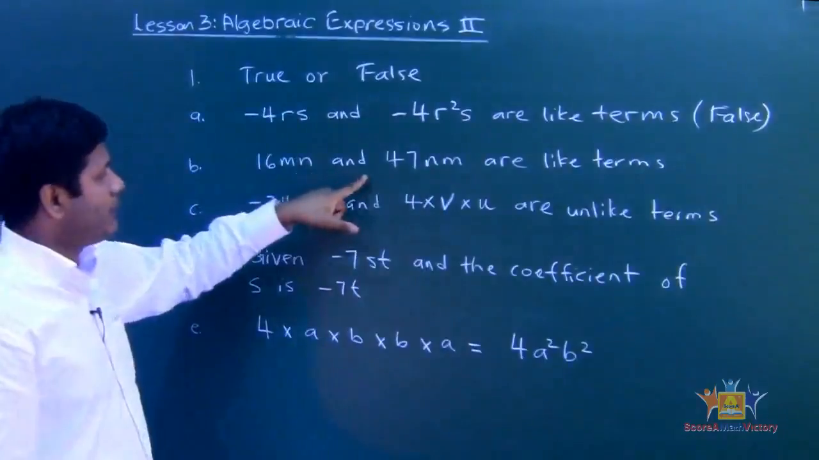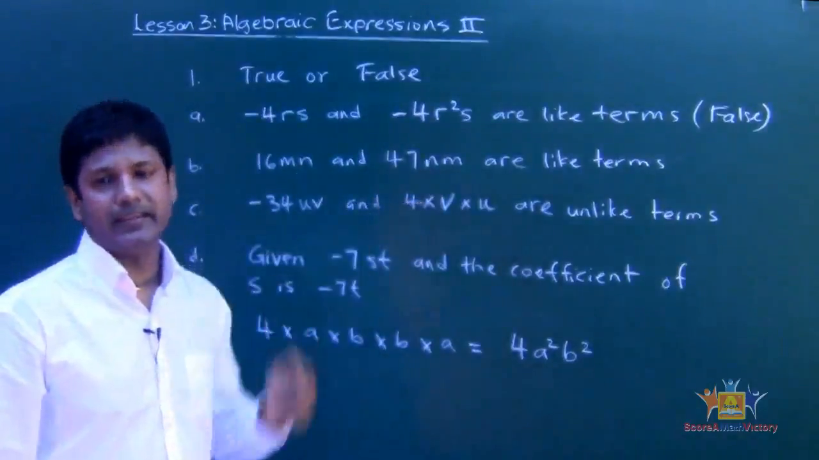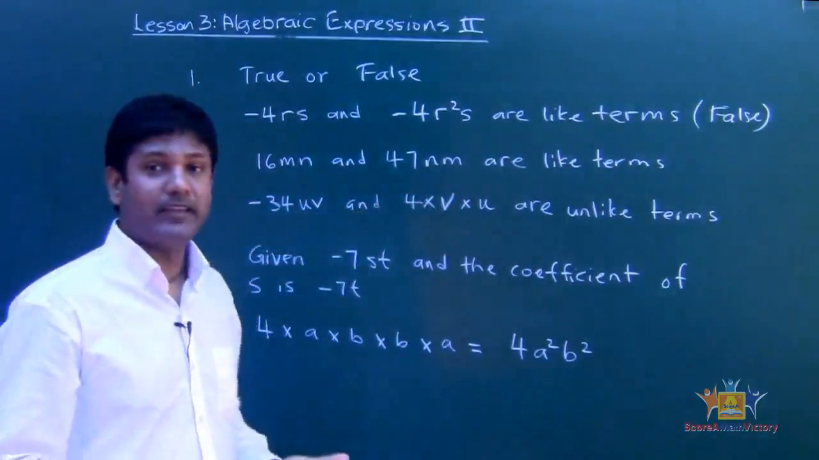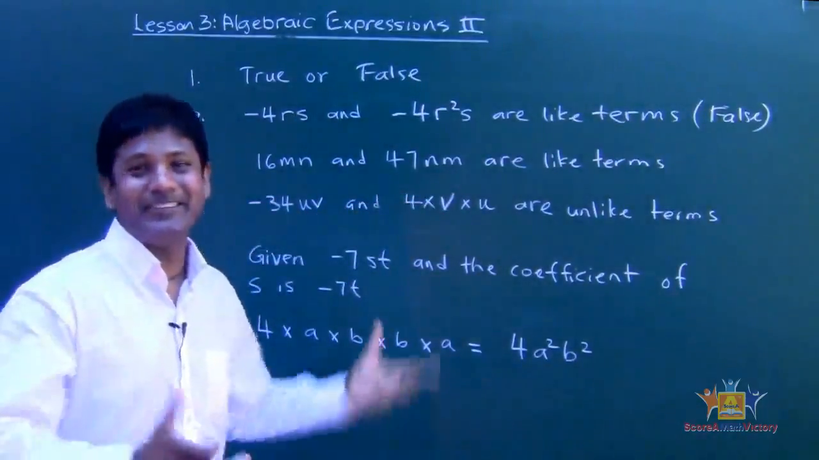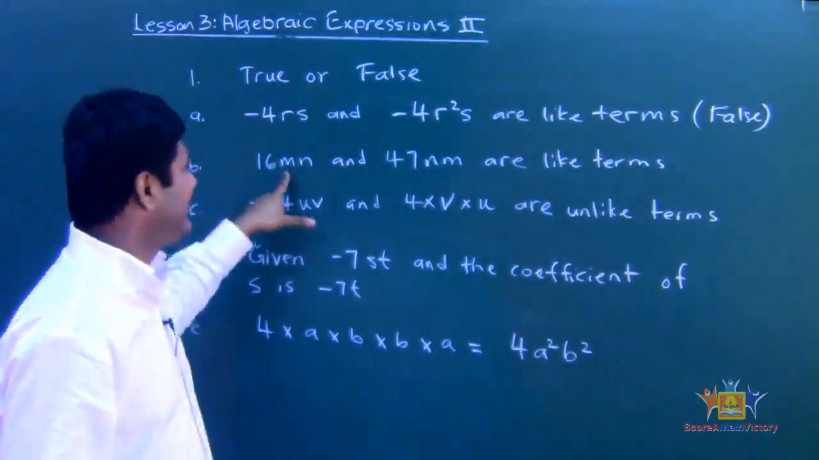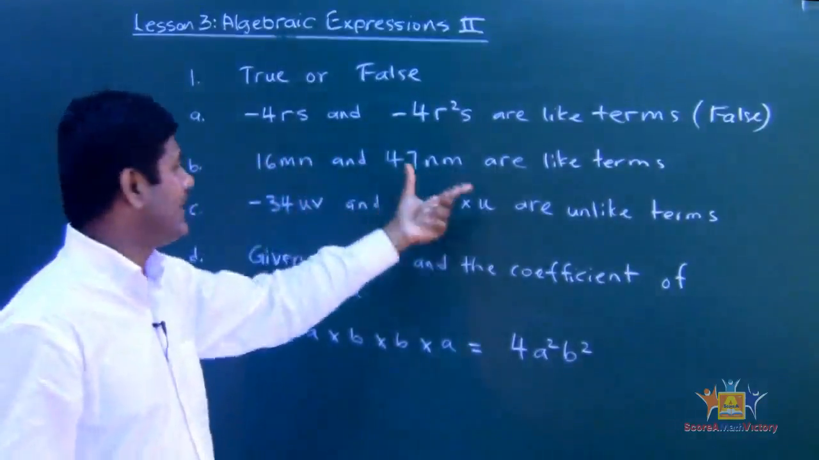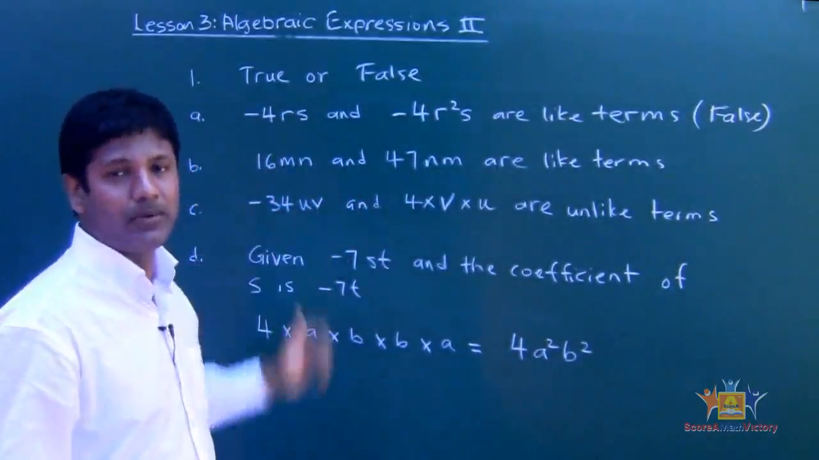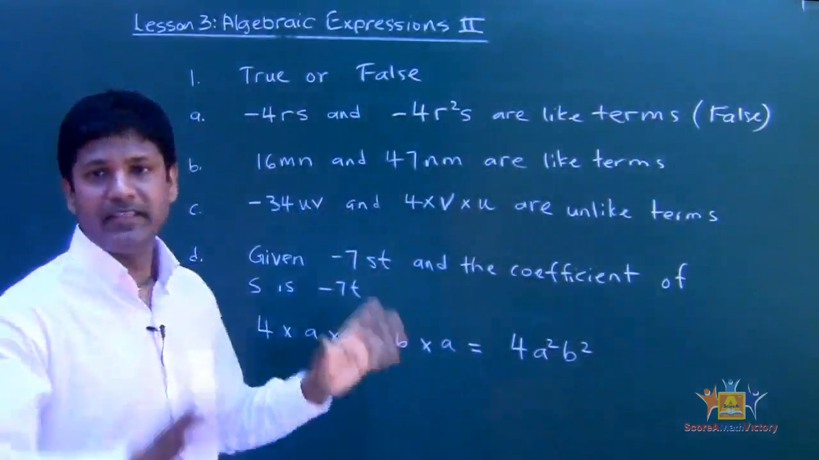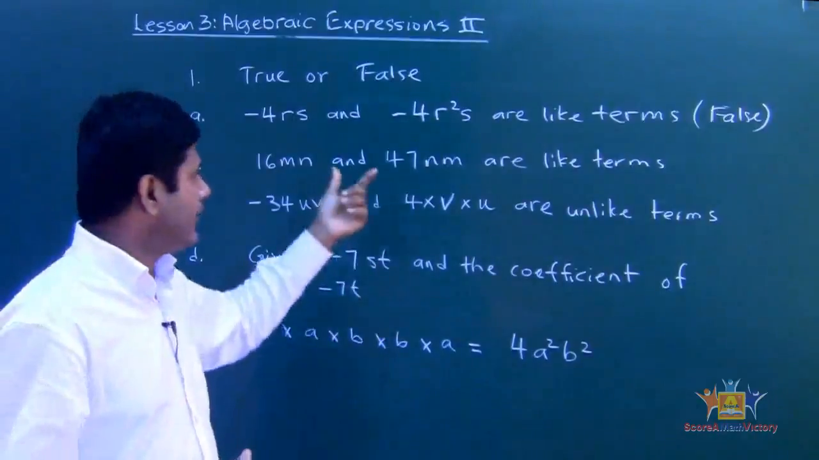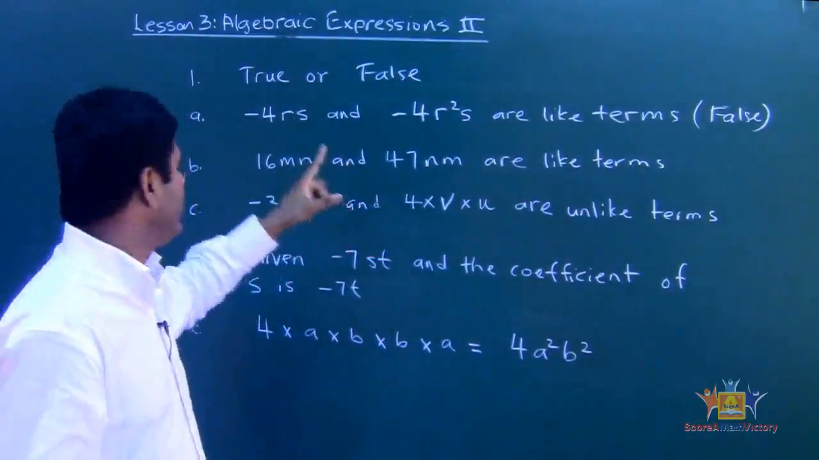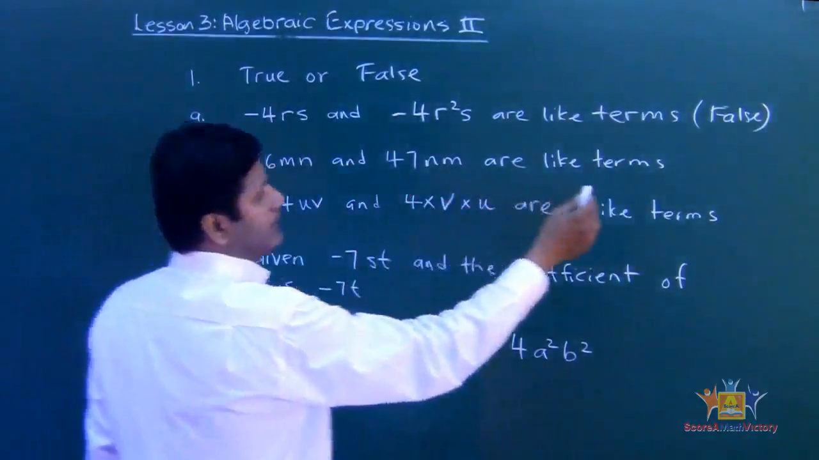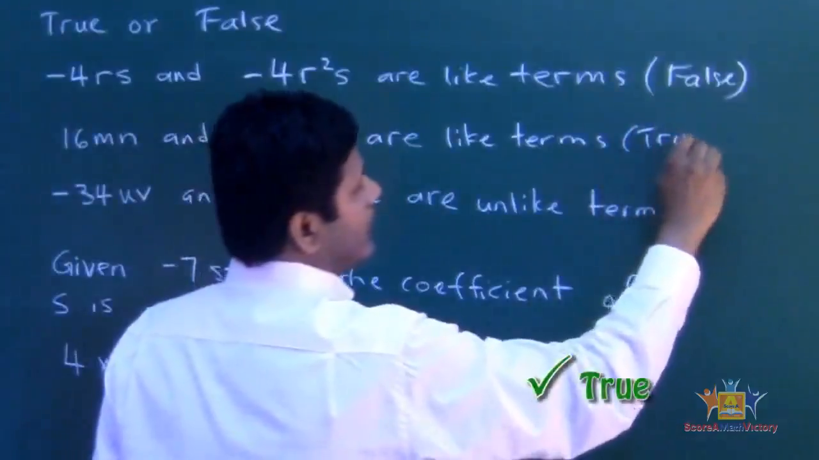16mn and 47nm are like terms. Are they like terms? This one's mn, this one's nm. Yes, they are. Doesn't matter which order they are, they still have m and m and n and n. There's nothing more than that. Doesn't matter about the coefficient number. Even the 16 and 47 don't determine whether they are like terms or not. It's the unknown that determines. So this is true, they are like terms.